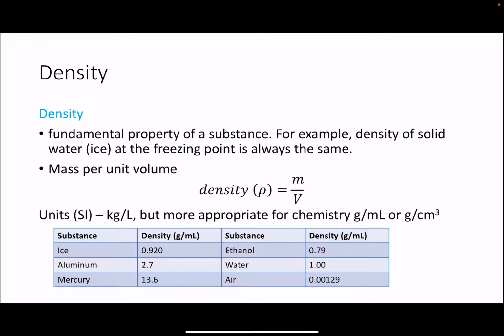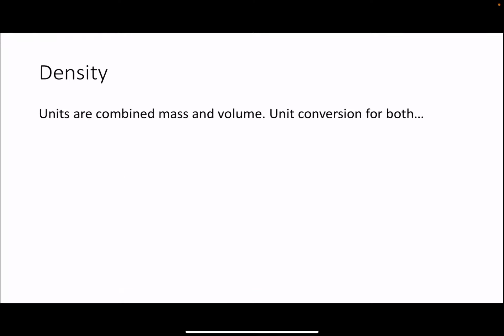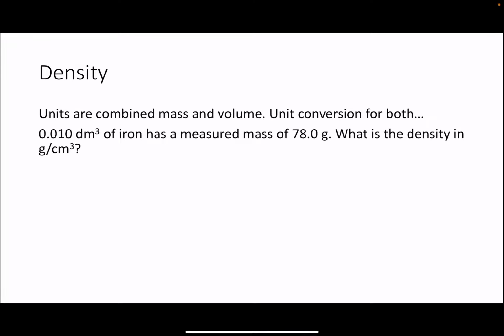And here I have a table with the densities of a few common substances. Ice is 0.92 grams per milliliter. Water at 4 degrees Celsius is exactly 1, and so forth. And you can see where air is less dense, etc. The nice thing about density is it gives us another chance to do some calculations and some unit conversion. So we can do a little math here.